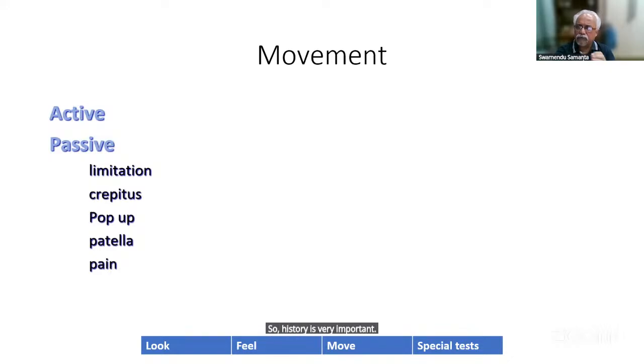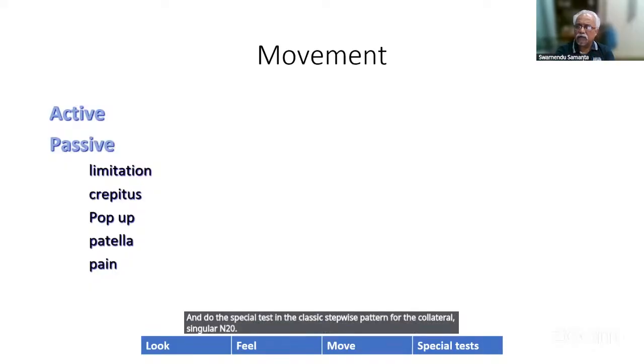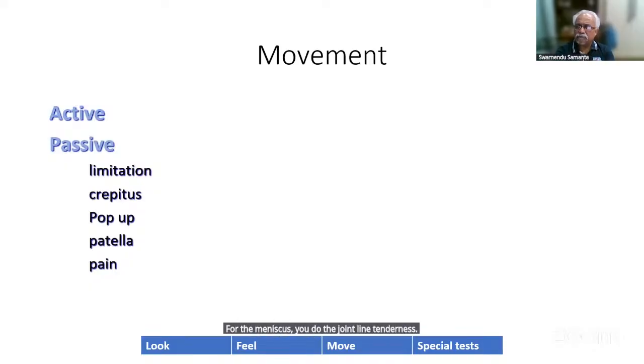Then you look and feel and do the special tests in the classic stepwise fashion: for the collaterals at 0 and 20 degrees, and for the meniscus, the joint line tenderness, Apley's and the McMurray's.